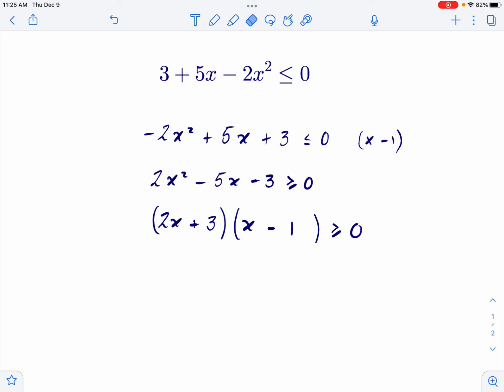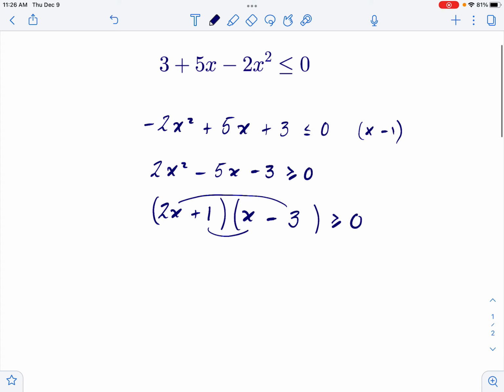If I try switching my signs, I would get minus 3x plus 2x. That's not going to work. So let me change my numbers. I will change this here to a plus, and this here to a minus. And if I have 1 here and 3 here, that will work. 1x minus 6x is indeed minus 5x. So I have factored it correctly.